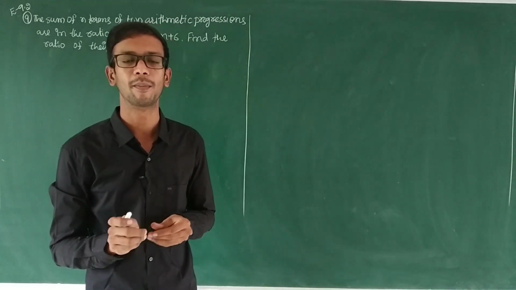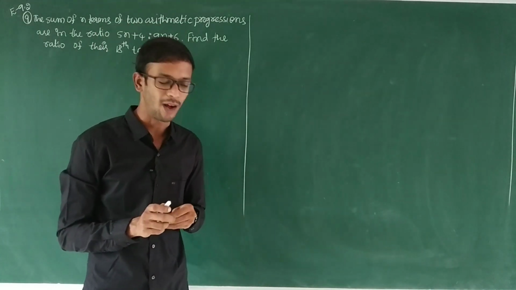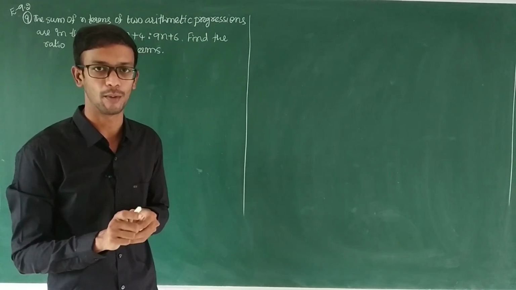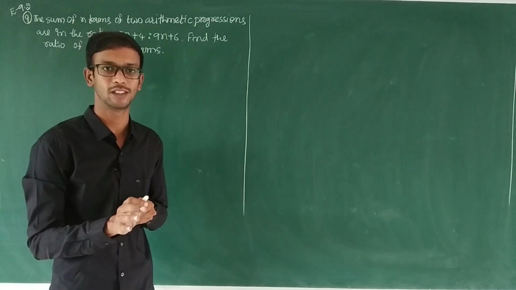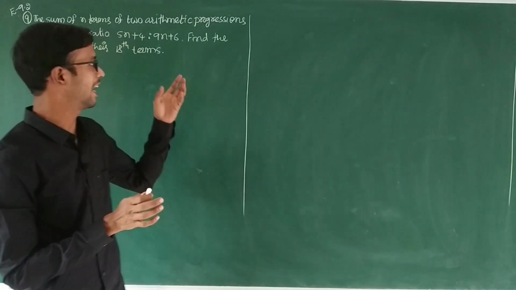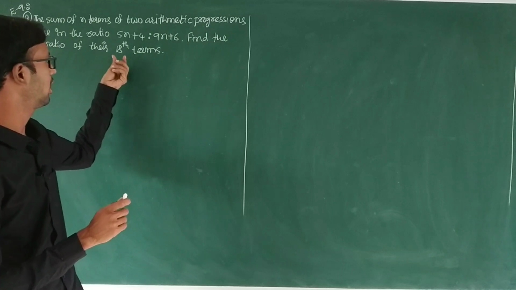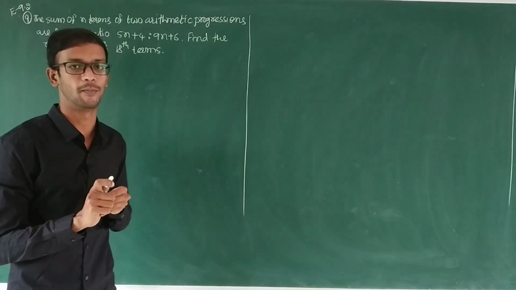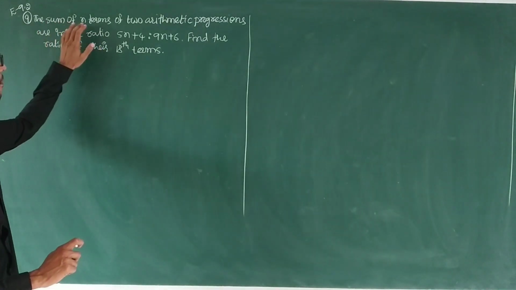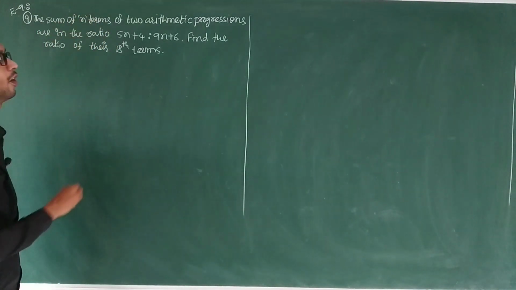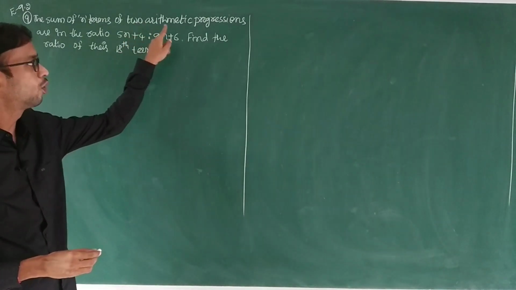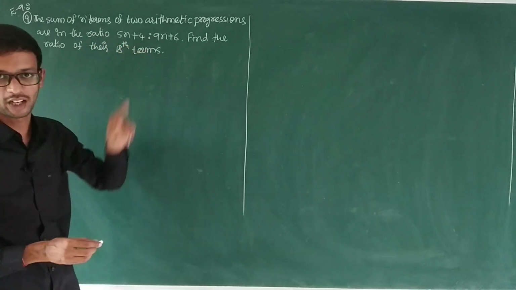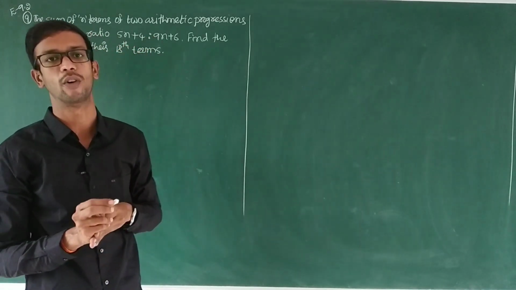Next, problem number 9. We already discussed a similar problem in the example problems. Example 6 is the same problem, but the ratios are different. The ratio of the terms is also different, but it is a similar problem. So here you observe the sum of n terms of two arithmetic progressions, given in a ratio. So here there are two arithmetic progressions.